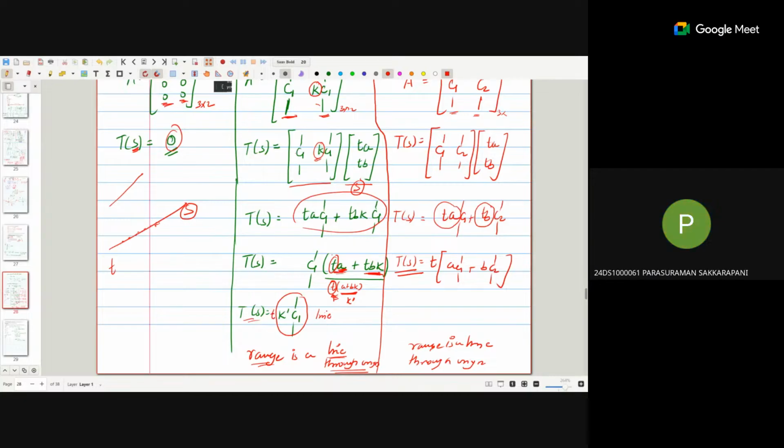Now tell me, when I am changing T, I'm getting different input vectors, right? On S, yes or no? This is the input vector. I'm getting different input vectors, yes or no? Tell me.